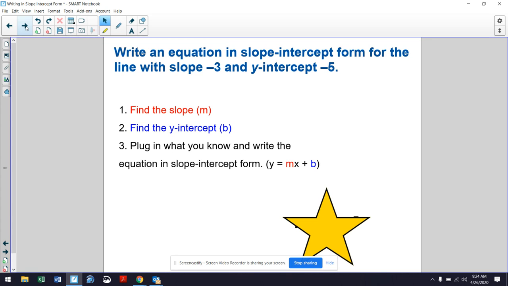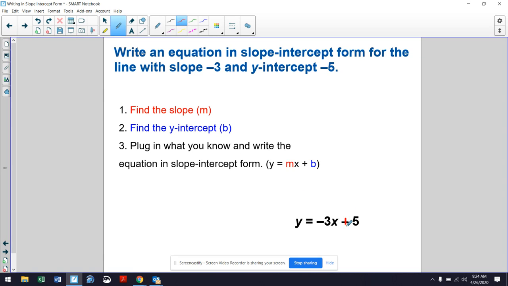Here's another example. You can go ahead and pause your video and write the equation in slope-intercept form for a line with a slope of -3 and a y-intercept of -5. Pause your video now. All right, so your slope was -3, so it replaces the m in the equation, and your y-intercept is -5. So you could have also written this plus -5. That works too. So you would replace that -5 with the b, and there's your equation.